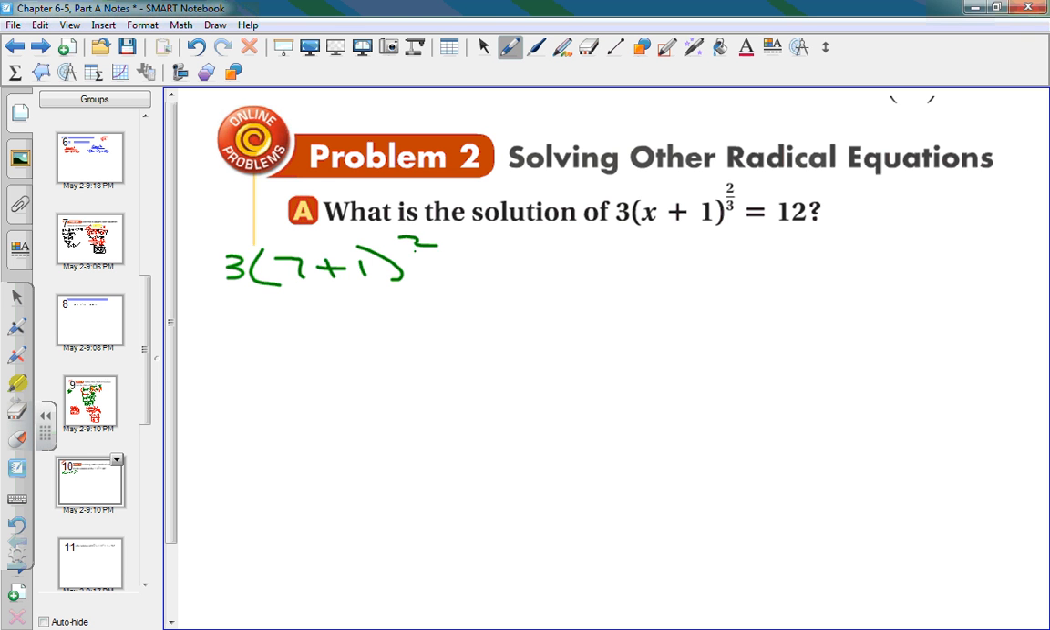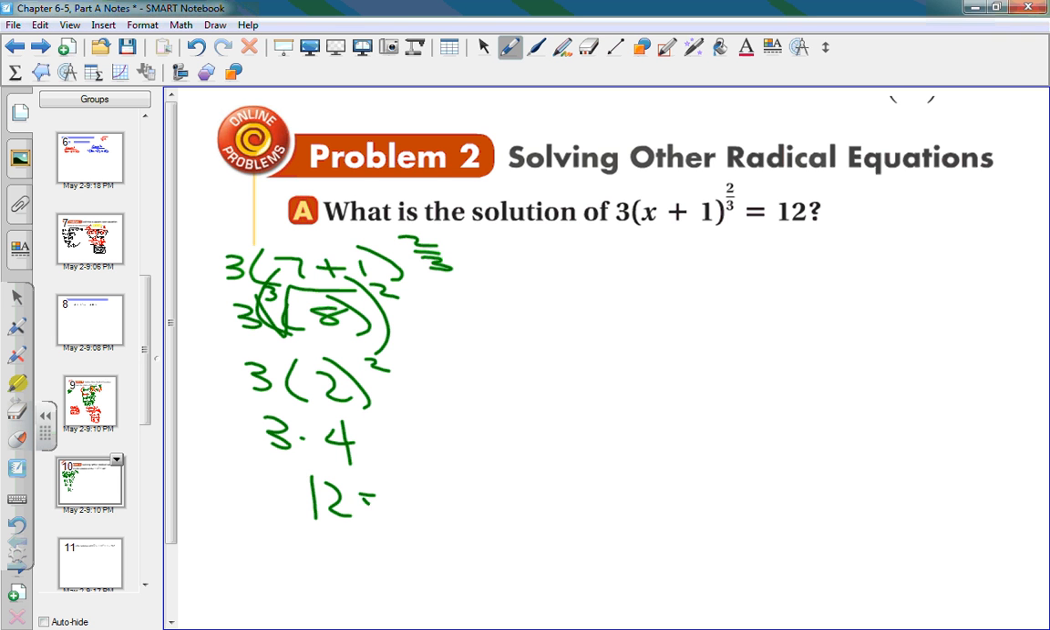7 plus 1 to the 2/3 power. What is 7 plus 1? 8. Do I want to take the square root and then the cube root, or the cube root and then square it, or square it and then take the cube root? Bigger or smaller? I want to take the cube root first and then square it. So what is the cube root of 8? 2. So 3 times 2 squared is?